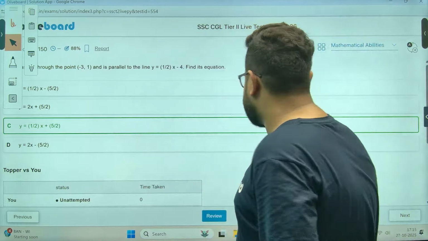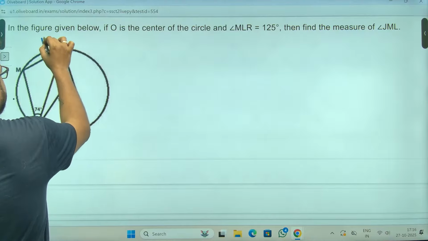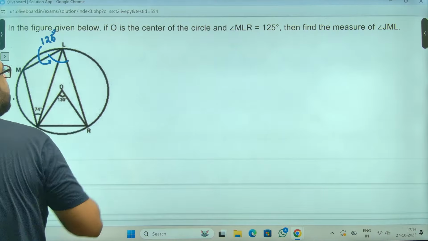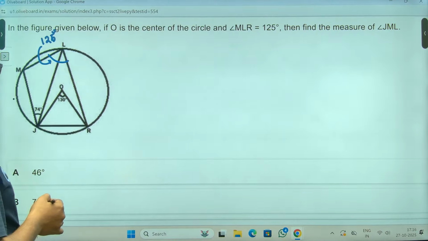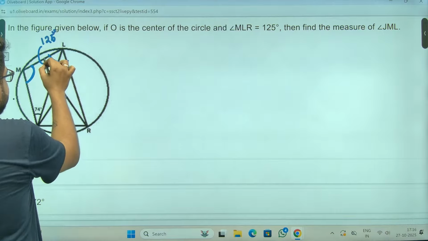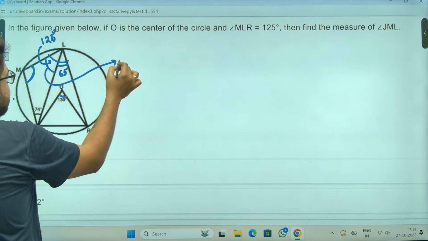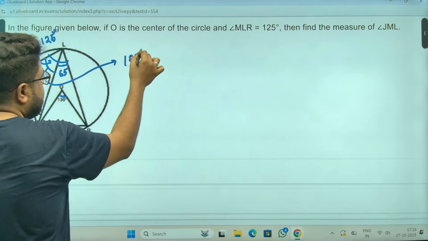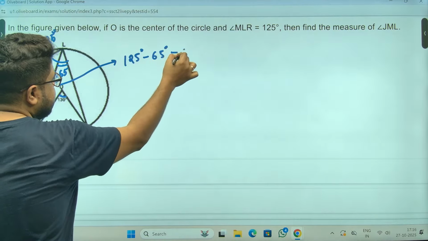Chalo, let's see. Now, O is the center. This is given. The angle MLR is 125. Okay, sir. Let me use another color. This is 125 degrees. JML means this angle they are asking. Acha. Sir, if this is 130, then this much angle is 65. If this is 65, sir, then this much angle is how much? Sir, 125 minus 65, that is 60 degrees, sir.